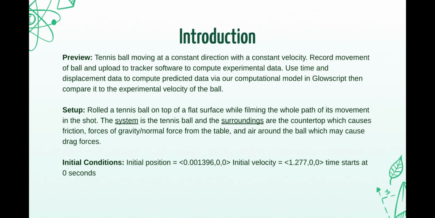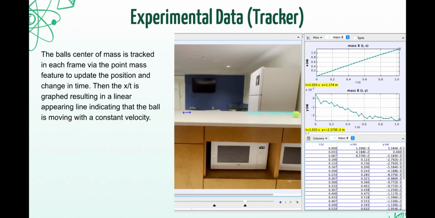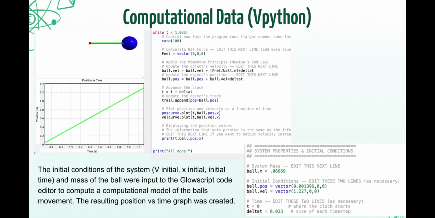Our initial conditions, which we calculated from the Tracker, are right here, and the time started at 0 seconds. With Tracker, we uploaded a video of the ball, and then the center of mass was tracked in each frame with the point mass feature to update the displacement and the change in time. That was graphed to give us our velocity, which was a pretty linear line, indicating that the ball appears to be moving with a constant velocity.